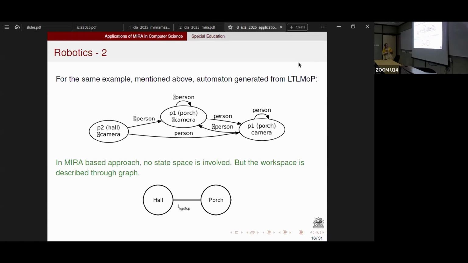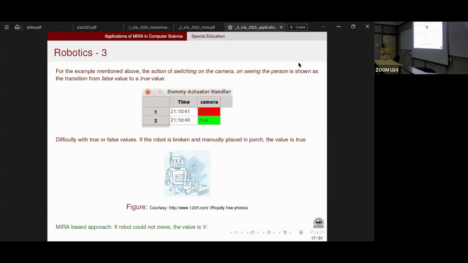Now, for the same example, from MIRA side, it is only 2 regions are there, and it does not involve states. There, if you could see, there is a camera on and camera off. So true or false for each of it. So the number of states would be huge when there is an explosion of state space. So that can be avoided when we use MIRA. That's what we have claimed it here.